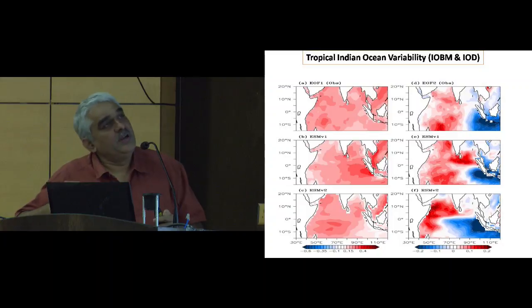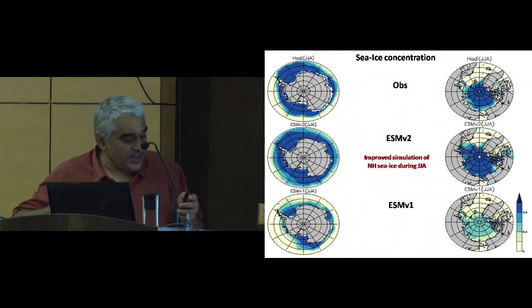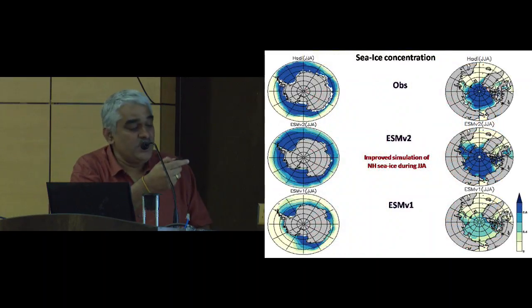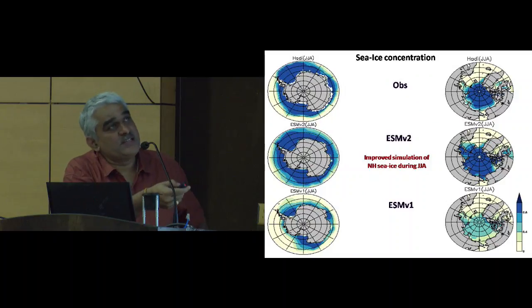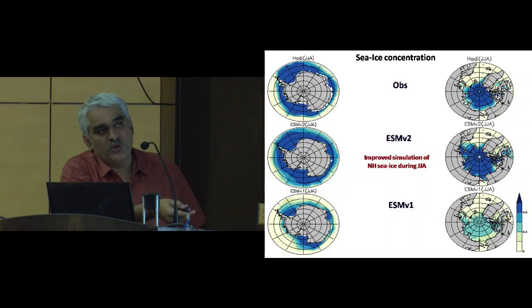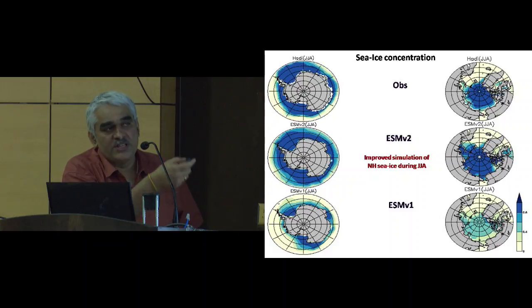This is our feeling. And the other thing is, as I said, by improving the fluxes in the polar regions, we improved the sea ice distribution. This was one of the big issues, especially during the JJA season. This is from the observations from the Hadley Center sea ice, and this is the ESM V2. In the V1, the sea ice in the northern hemisphere was very much underestimated, and also in the summer hemisphere, even in the southern hemisphere, this problem was there.